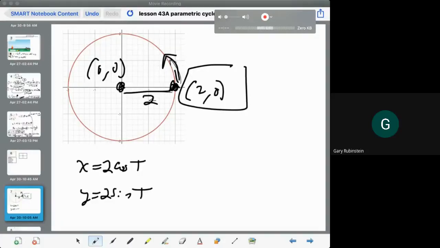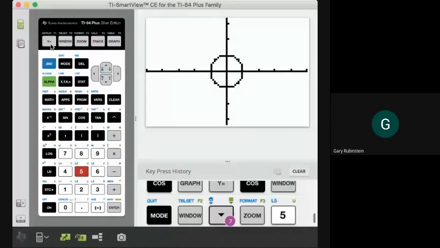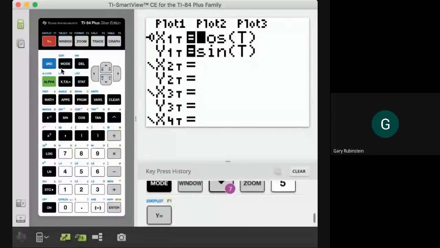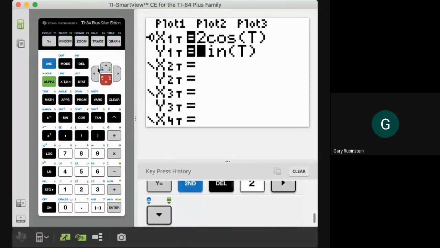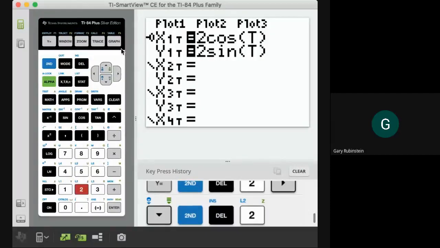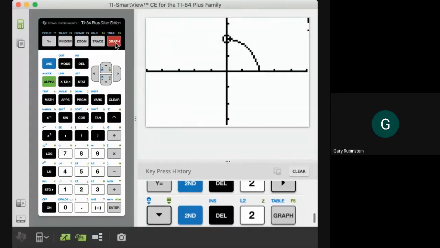And if you want to see that in action on your graphing calculator, you can easily come over here, window. If I come into my equation here and I say second insert 2, second insert 2, you will see that it makes a larger circle as expected.